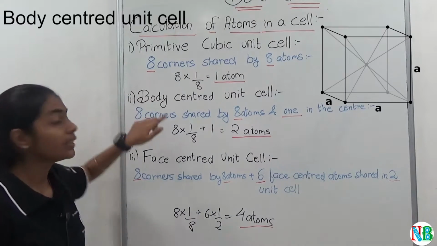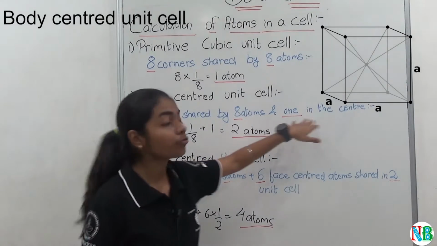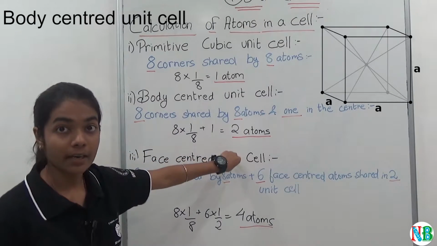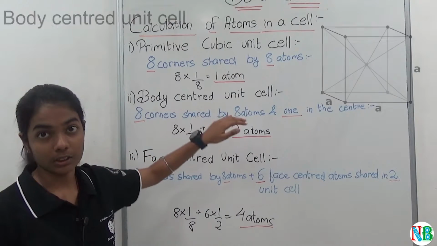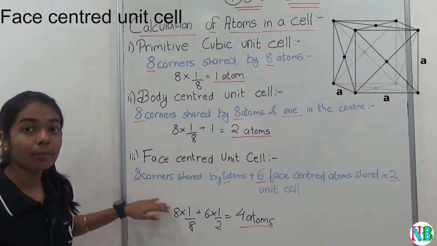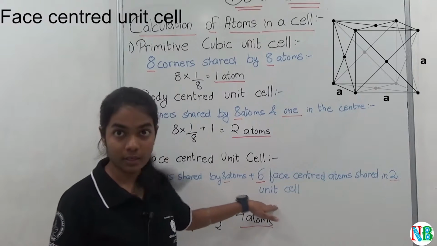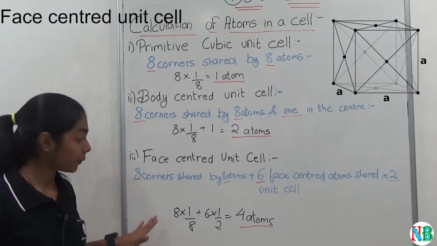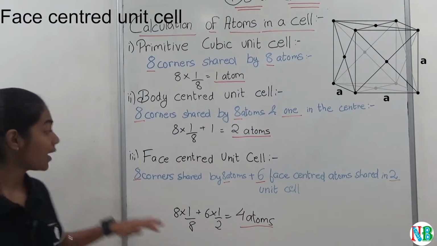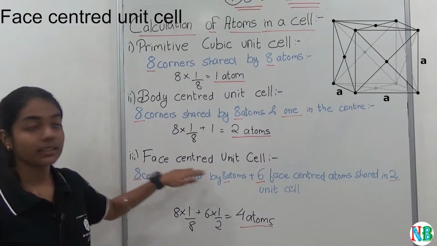The next is body centered unit cell, in which 8 corners are shared by 8 atoms plus 1 in the center. So it will be 8 into 1/8 plus 1, that is 2 atoms are constituted by body centered unit cell. Third is face centered unit cell, in which 8 corner atoms are each shared by 8 unit cells, plus 6 face centered atoms shared by 2 unit cells. So it will be 1/8 into 8 plus 6 into half, that is 4 atoms constitute the face centered unit cell.